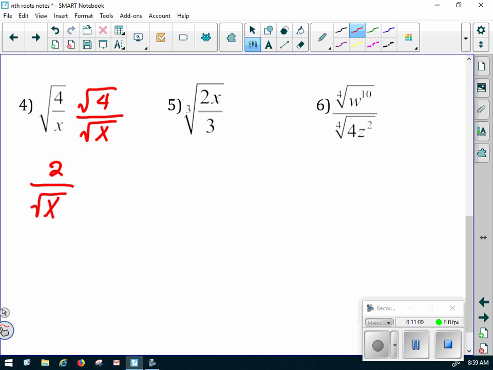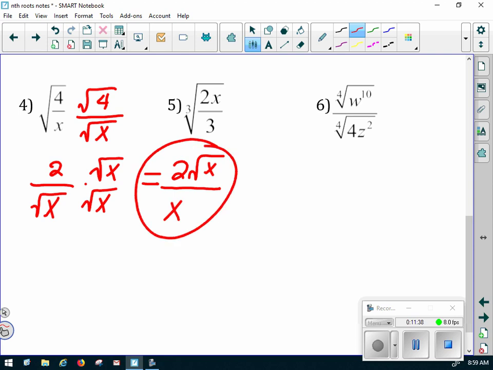And remember, there's some guy somewhere who said you can't do that. So we've got to do what we call rationalize. What do we do? I've got to multiply top and bottom by square root of x. What have we got? 2 times the square root of x over x. And there's your answer right there.